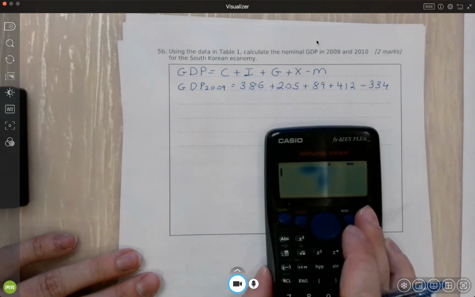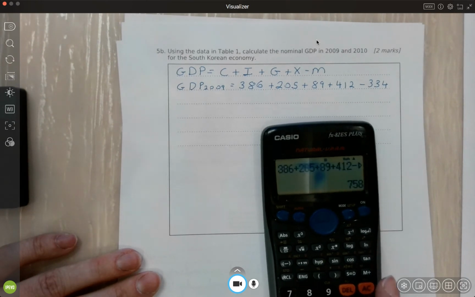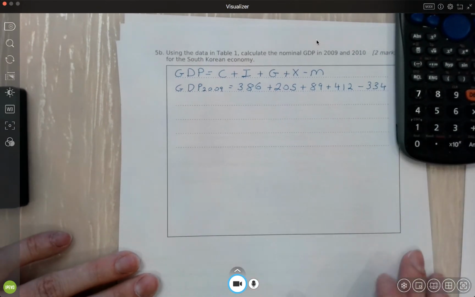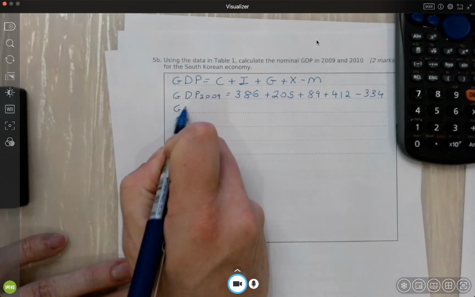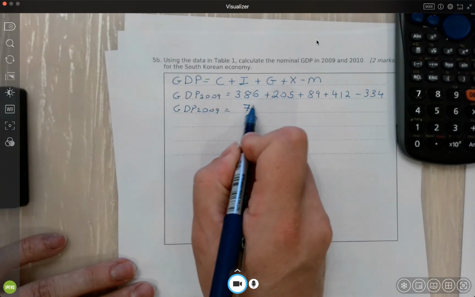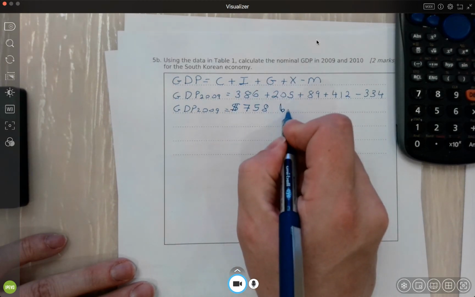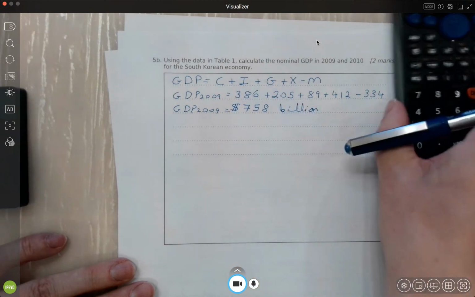Now I'm going to take out my calculator. As you can see, it's seen better days. So it's 386 plus 205 plus 89 plus 412 minus 334, and I get an answer of 758. I'm just going to write GDP 2009 equals 758. Am I done? Of course not. I have to write the currency symbol and the amounts that they're expressed in.